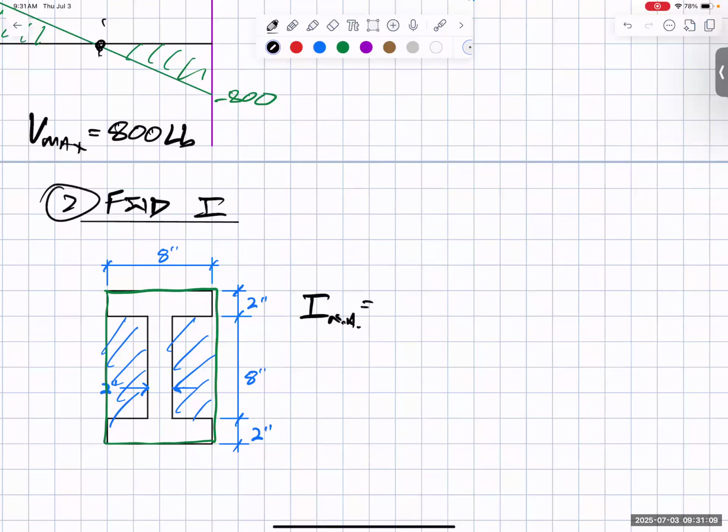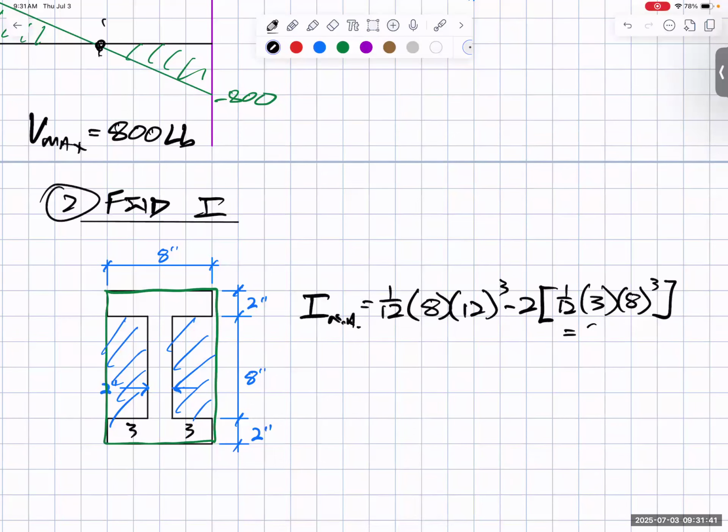So the moment of inertia about the neutral axis, that midpoint, is equal to 1/12 b h cubed for that outside rectangle. So 8 times 12 cubed. Then I'm going to subtract out those 2 inside rectangles, 1/12 times the base. We have 8, this is 2, that's 6, so this is 3 inches and that's 3 inches. So we have a base of 3 and a height of 8 cubed. I have this already worked out. I got 896 inches to the 4th power.